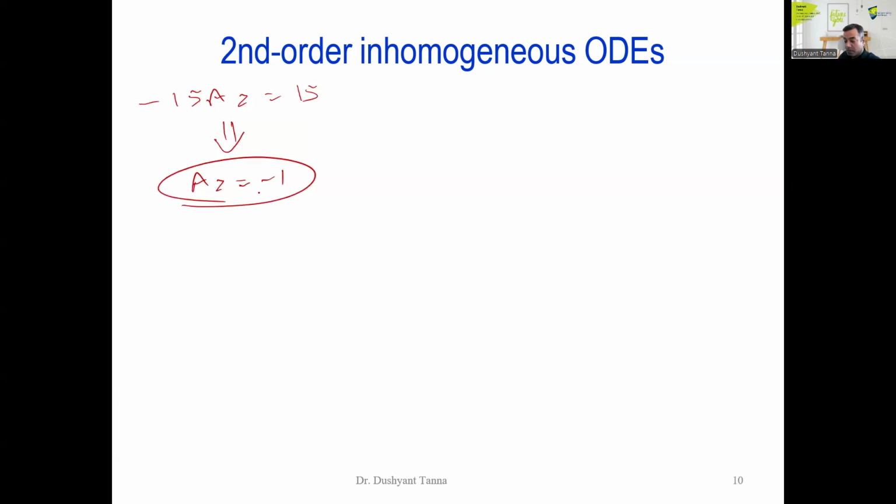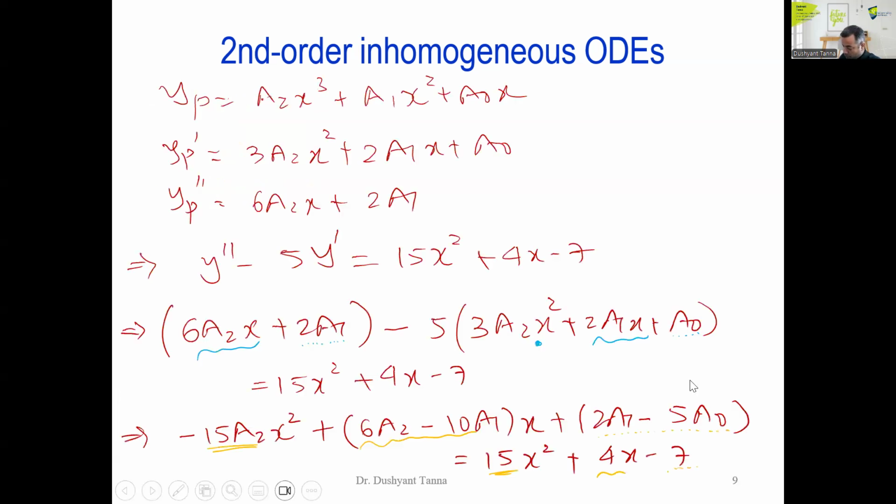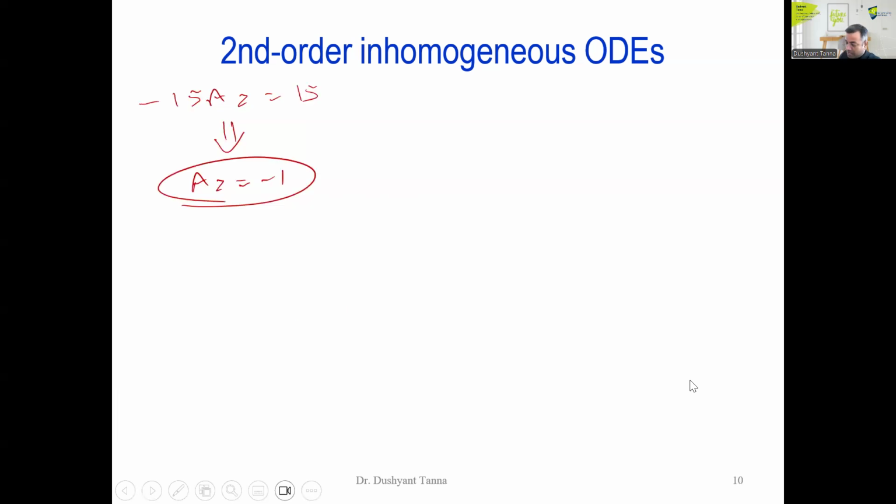So on comparing, what we will get? So minus 15a2 is 15. That will give you your a2 is minus 1. Great, we got one of them, right? What was the other one? 6a2 minus 10a1. That was one thing.